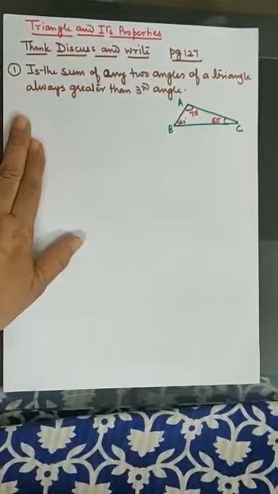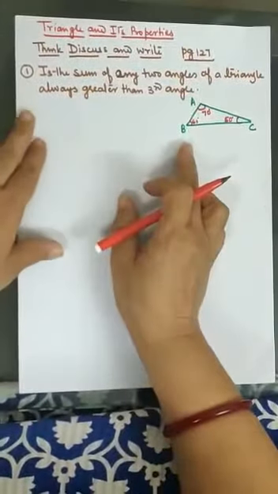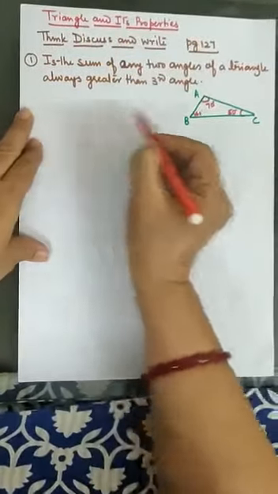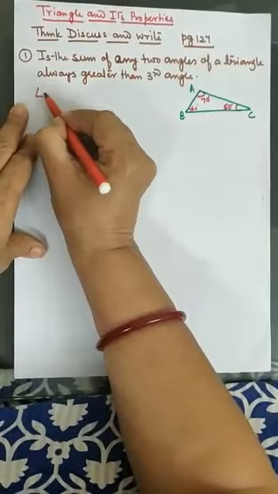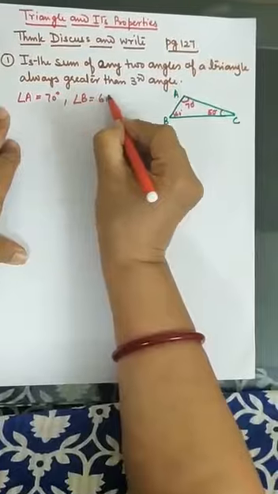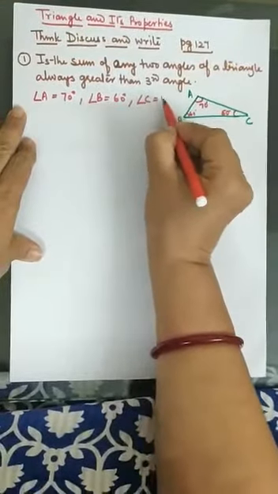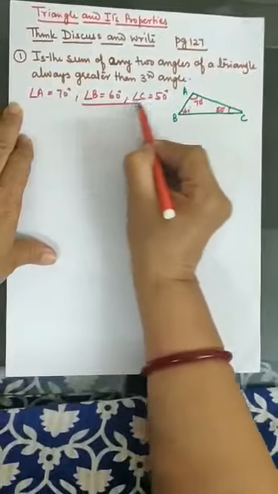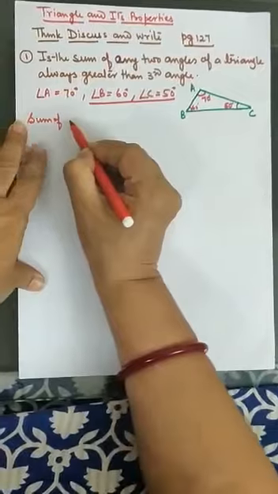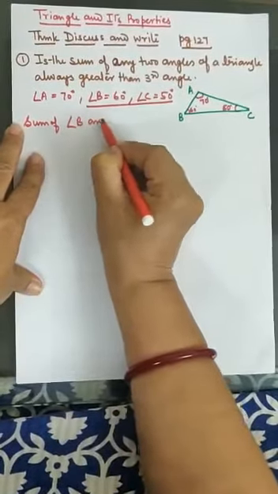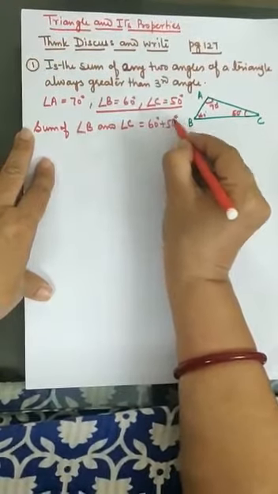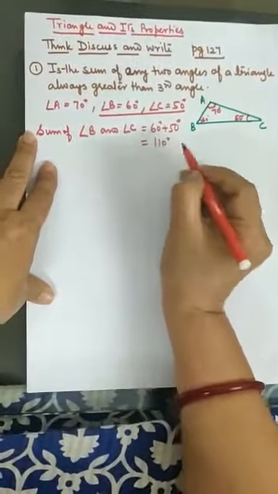Okay. So let us take the sum of two angles, any two angles you choose. Let us choose these two, angle B and angle C. So let us write first angle A is equal to 70 degree, angle B equal to 60 degree and angle C equal to 50 degree. Okay, I have chosen these two angles. So sum of angle B and angle C, this is what? 60 degree plus 50 degree, which is equal to 110 degree.